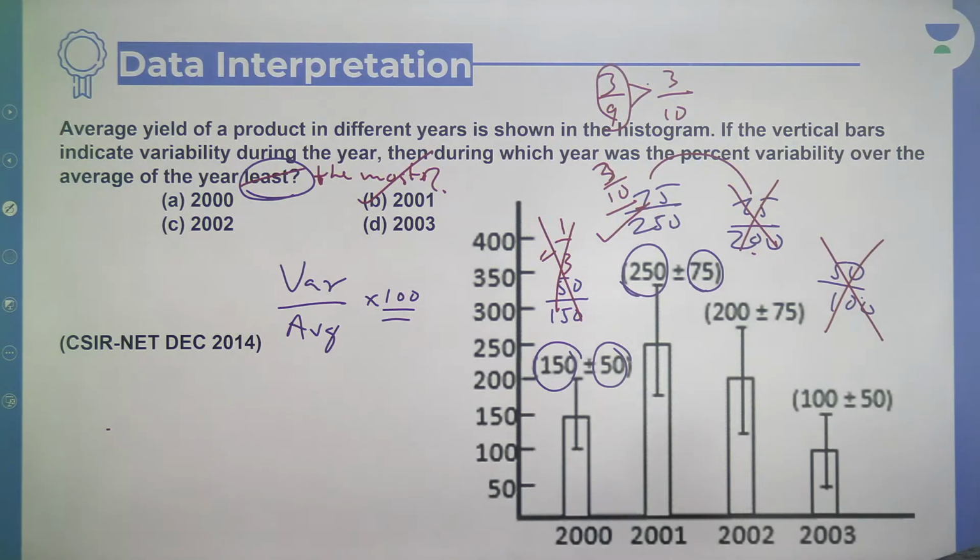Why is it option D? 2003 it is 1/2, which is greater than 1/3. And other values are 1/3, 3/10 and 1/2. 1/2 is larger, and 75/200 is 3/8. 3/8 and 1/2. 1/2 is larger. 1/2 means 50%. 3/8 is less than 50%. Different ways you can interpret it. So the largest or the most will be 2003. Least will be 2001. Hope all of you understood it.